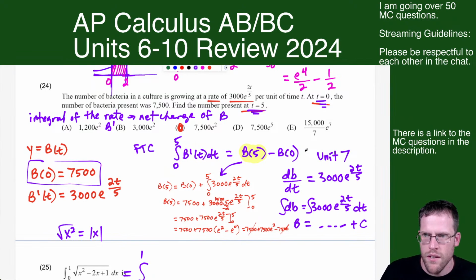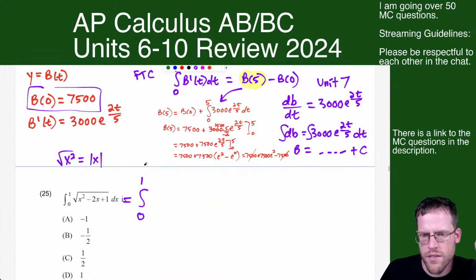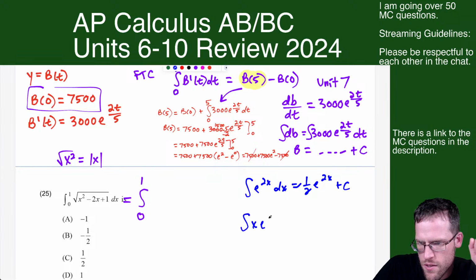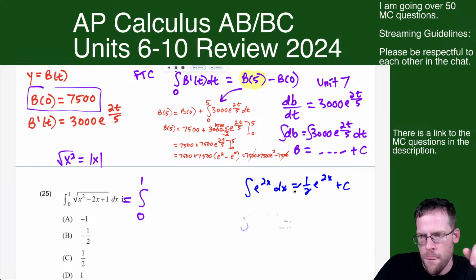Hope that does. Why didn't we use integration by parts for 24? Because there's no x there. If it's just e to the 2x, this is just 1/2 e to the 2x plus c. If it's the integral of x e to the 2x, then I have to do integration by parts, and that's for the BC people, which I'll cover later on. So you need that x in front.